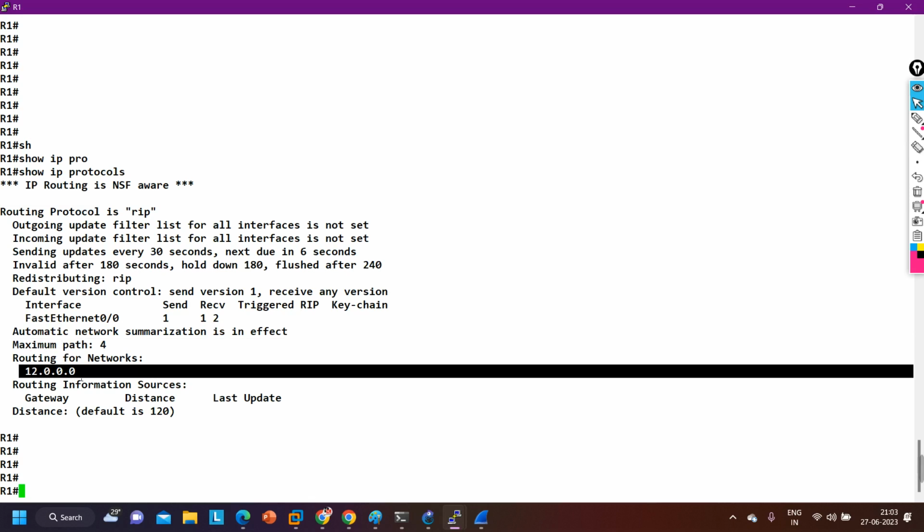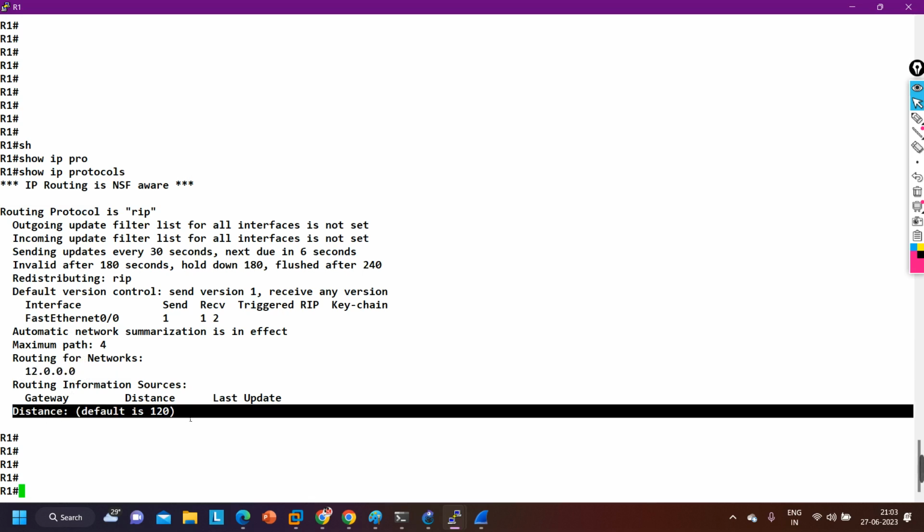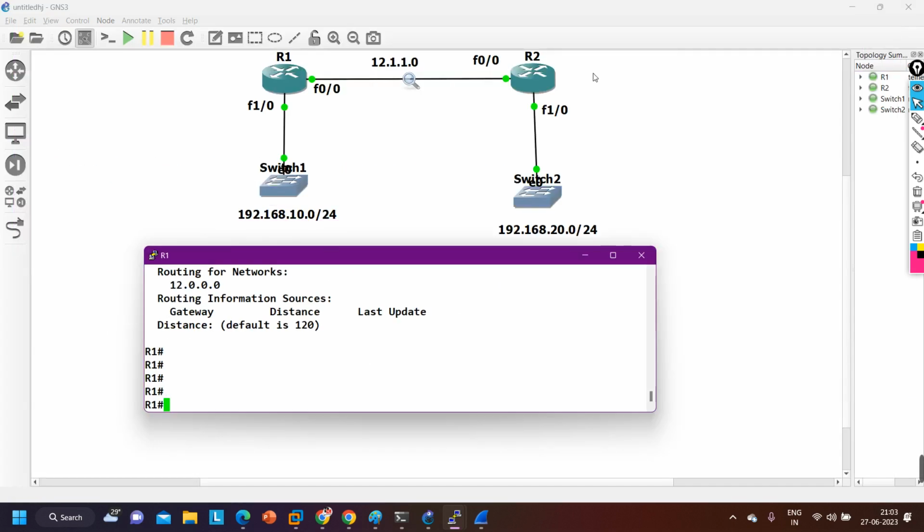12.0.0.0, because RIP is a classful protocol. We will understand this also in an upcoming day, so that's why it makes the entry like this, 12.0.0.0, but I have defined 12.1.1.1. It will consider it as classful. Done, guys. And here you can see the distance, meaning the AD value, is 120.